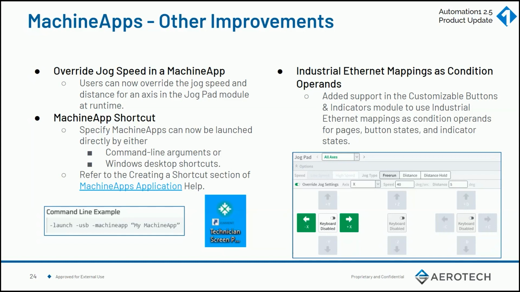And then there's another improvement that helps you across all of Automation1's tools, but also in MachineApps, because you're often using industrial Ethernet when you're building a machine with an HMI. Now the customizable buttons and indicators modules can use these industrial Ethernet mappings as conditional operands for pages, button states, and indicator states. So we're doing a lot of things in MachineApps that are state-based control of your HMI, including what pages of buttons you're showing users and what the actual states of the buttons are. Are they inhibited? Can you not use the buttons when they're in certain states? Well, you can use your industrial Ethernet mappings to drive these conditional logics that drive what state your MachineApps features are in. It's a very powerful way to use MachineApps.